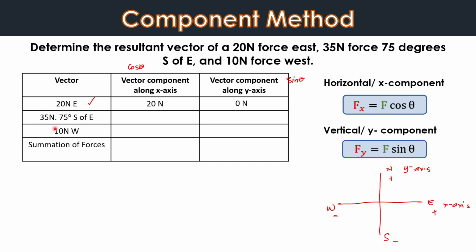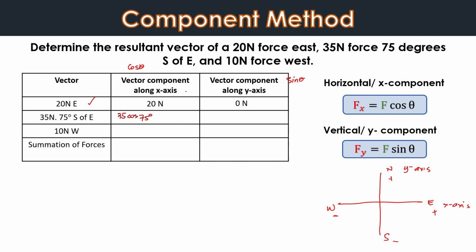Next, we have 35 newtons, do not mind the period, 75 degrees south of east. At dahil may angle na nabanggit, we will have both x and y components. So parehas tayo magkakaroon ng value along x and y. And paano natin makukuha itong mga components na ito? Using the formulas na meron dito sa right side. So along x component, we will use the cosine theta. So therefore, we will have 35 cosine 75.